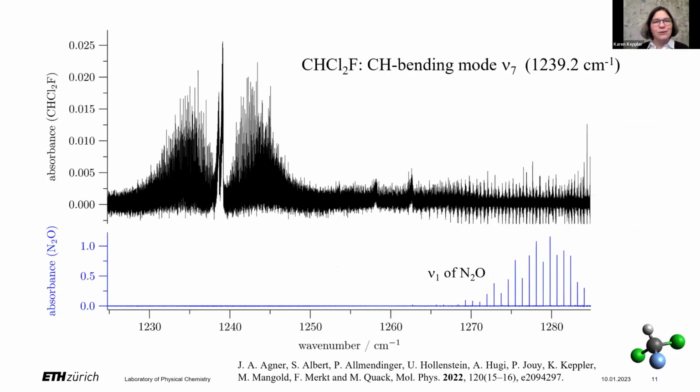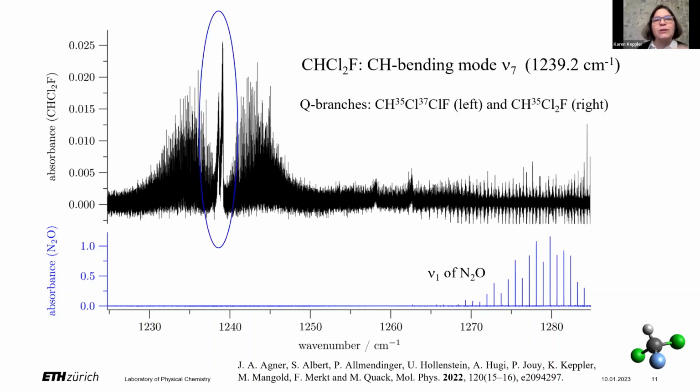Now here you see the spectrum which we've taken for this study, and this is the QCL dual-comb spectrum. We're looking again at the CH bending mode in this molecule. And what's really interesting is if you look carefully, you see the Q branches not only from the Cl2 double 35 isotopologue, but also from the singly substituted.